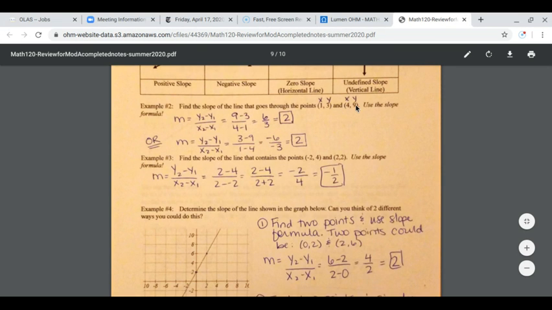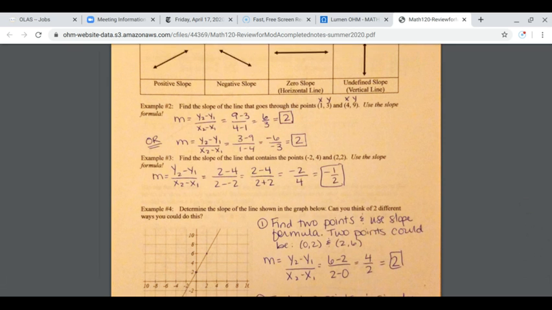So I have to subtract the y's. Remember, even though the y is after the x here, the y goes on top. It's a little bit confusing there. So 9 minus 3. Then I have to subtract the x's in the same order. 4 minus 1. 6 over 3. I can reduce that to 2, or 2 over 1.